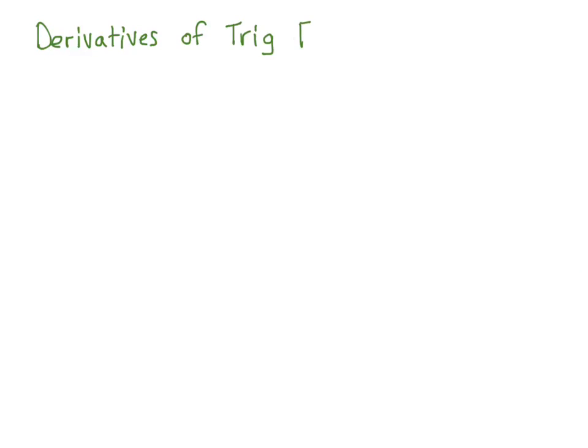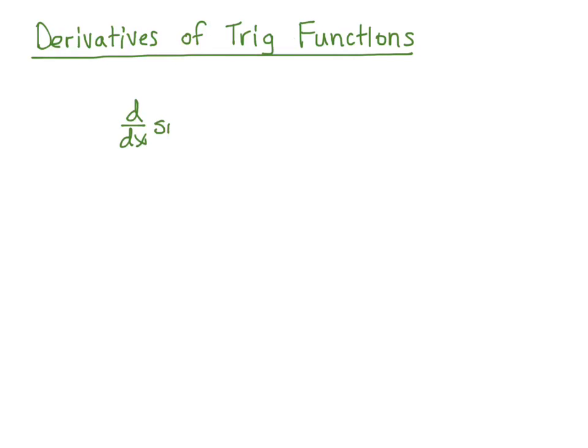Okay, so let's get into derivatives of trig functions now. One of the things that we're going to make an assumption of is that the derivative of the sine of x is the cosine of x. And hopefully you can kind of qualitatively see that.